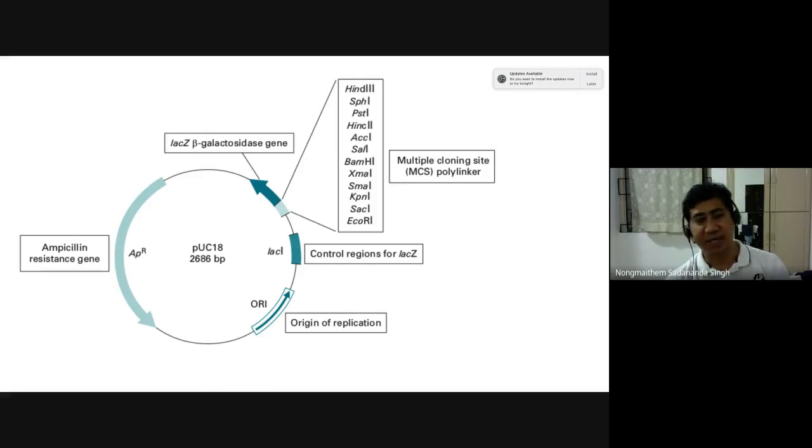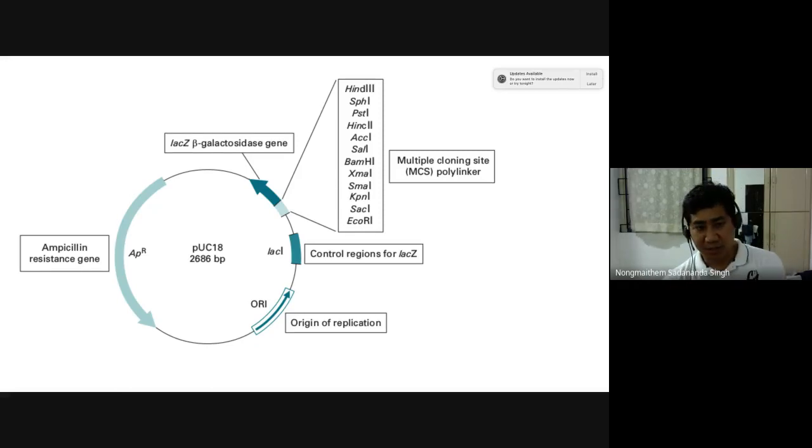PUC 18 is there, PUC 19 is there, depending on the selectable marker. Here in this case, the beauty of this system of plasmids is that you have something called the lacZ control region or lac promoter region. This drives the expression of a downstream gene, the lacZ gene, which codes for a beta galactosidase gene.